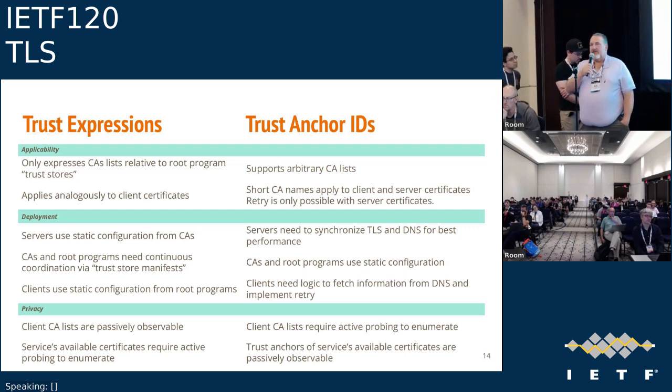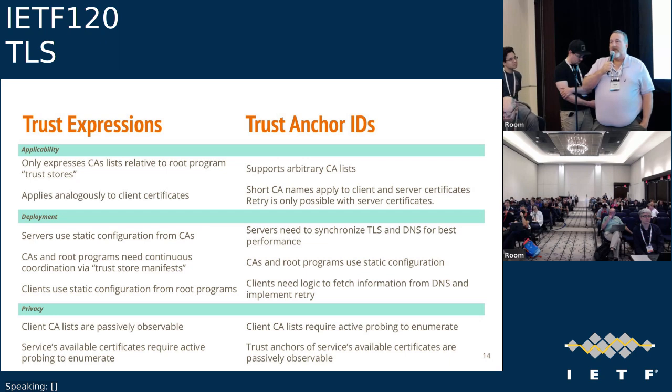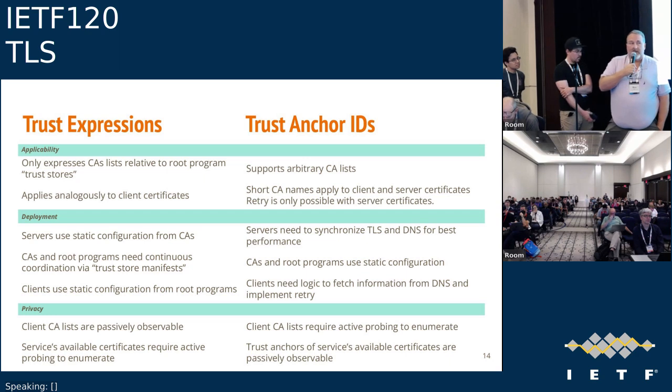Whereas presumably if the server is putting its trust anchor list in the DNS, it's very publicly visible in the case of trust anchor IDs. The interesting thing is both of these mechanisms can exist together and they could be used in conjunction with certificate authorities. So you could have one or the other or both or all three.